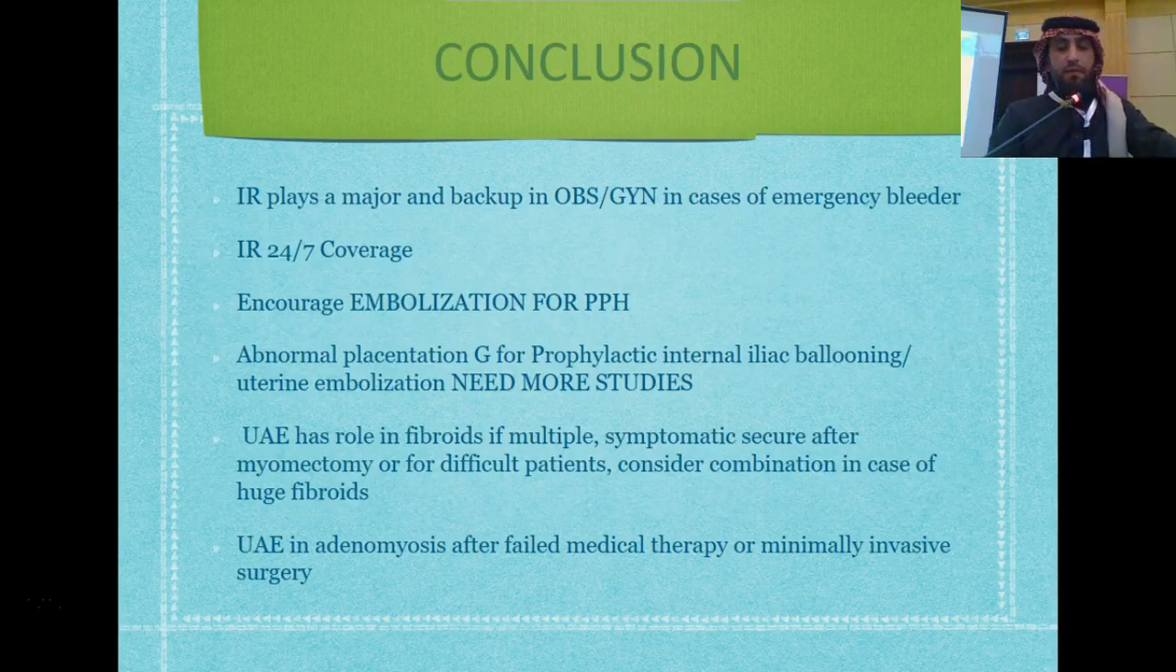So, ladies and gentlemen, in my conclusion, IR plays a major role in bleeding patients and as a backup for OBGYN in case of emergency bleeding, as the coverage is 24/7. I encourage, especially for the patient with uncontrolled postpartum hemorrhage, to do more and more embolization. For abnormal placentation, it is highly recommended to use internal iliac artery ballooning. Not to forget this new concept of uterine artery embolization.